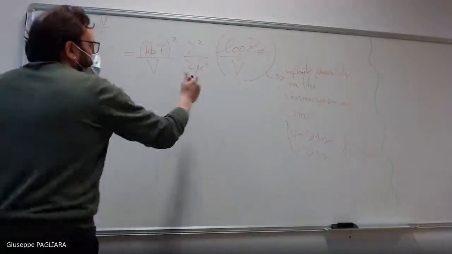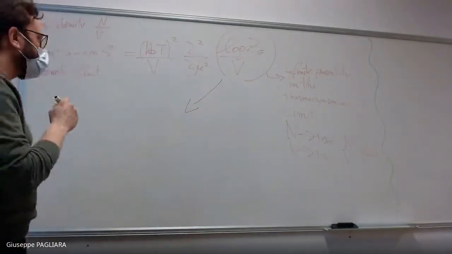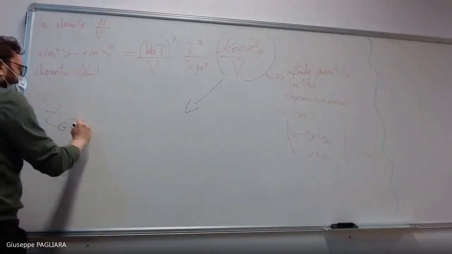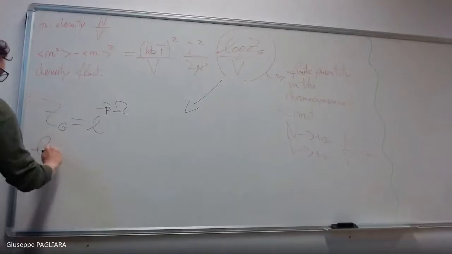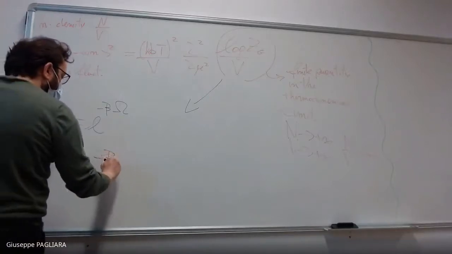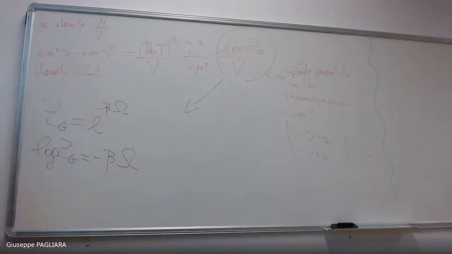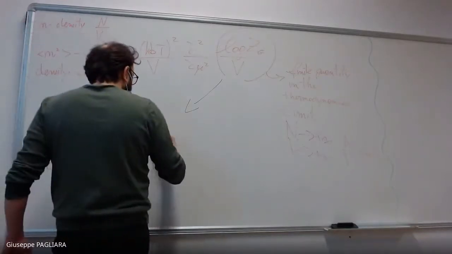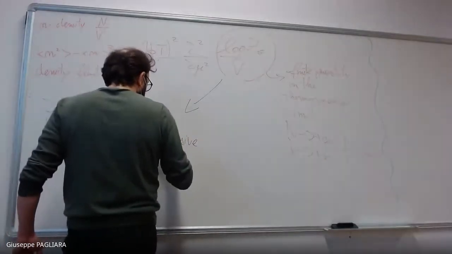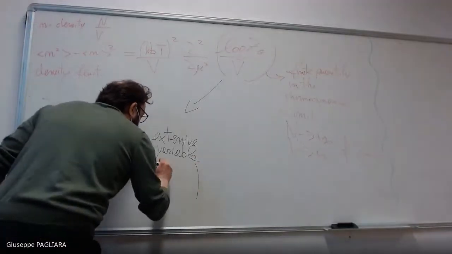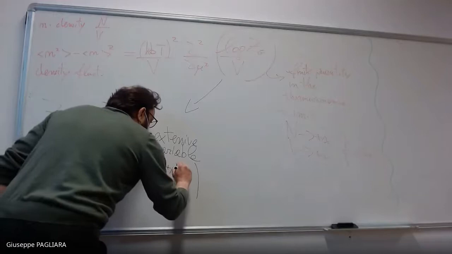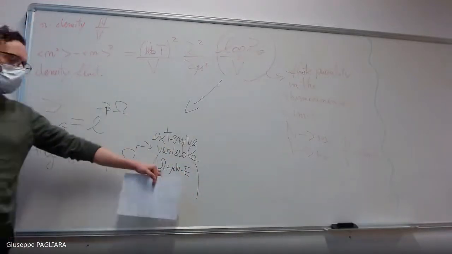Now, let me comment on this. Why am I saying that this quantity is finite? Because this function Z of G was e to minus beta omega, and therefore the log of this quantity is equal to minus beta omega. And now I can see that this is an extensive variable because it was summed to the energy and to the mu times N. So this is an extensive variable. Remember, I had at some point omega plus mu N minus something. If those are extensive, also this quantity is extensive.